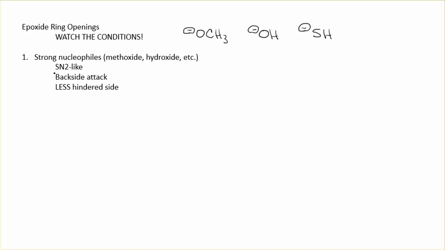This kind of ring opening is SN2-like. It's not completely SN2, you'll see, but it's very similar to a typical SN2 reaction. The key, though, is a backside attack occurs. So we have to watch the stereochemistry. The nucleophile will come in from the backside, causing inversion of a stereocenter. And just like an SN2 reaction, it's going to go to the less hindered side of the epoxide because the transition state would be too crowded if it came in on the more hindered side. So all of this is consistent with an SN2 reaction.